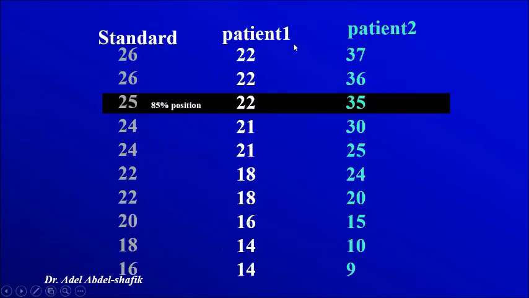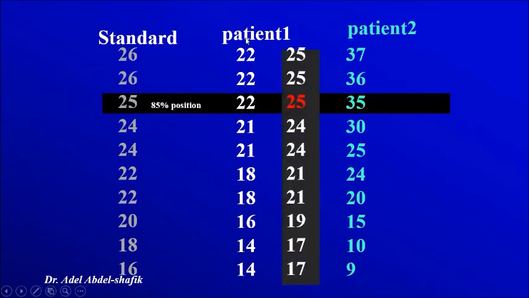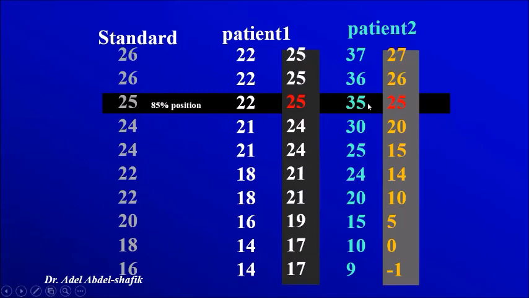Now, we have a patient. This is the normal. These are the values. If we go to the position 22%, as you notice in this example, it is below the average, the normal, by 3. Then we're going to raise everything by 3. So all these values will be raised by 3. With another patient, if the value at the 85% is 35 and the normal is 25, then in this case, I'm going to raise everything by 10.